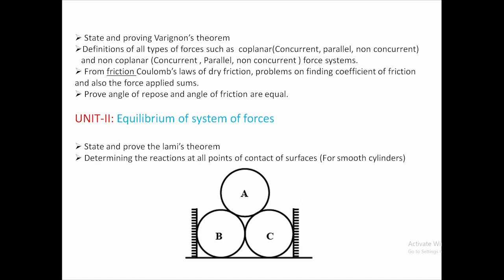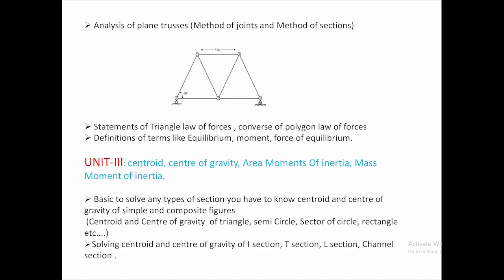Here, there is an image in which there may be reactions for B and C, RB, RC. We have to find all the reactions. They may be given for smooth cylinders or for spheres, etc. Next, analysis of plane trusses by using the method of joints and method of sections. It is also an important question.